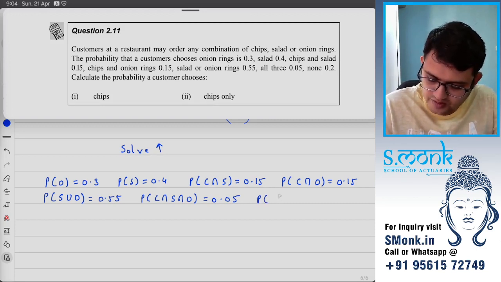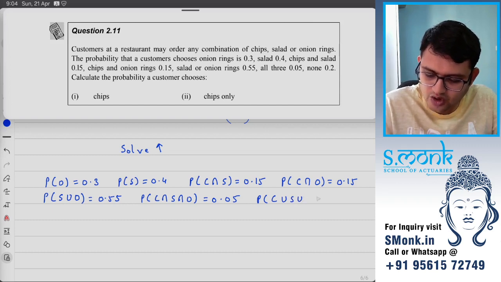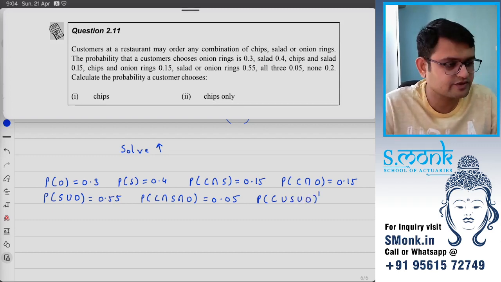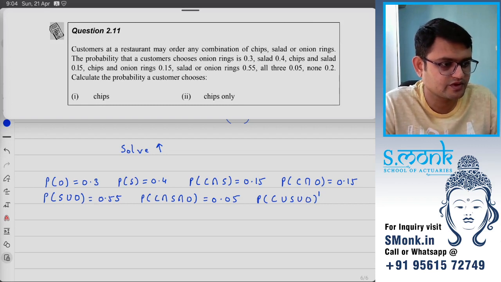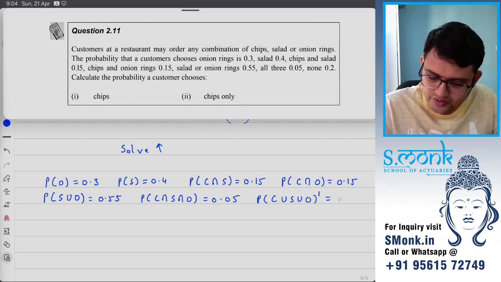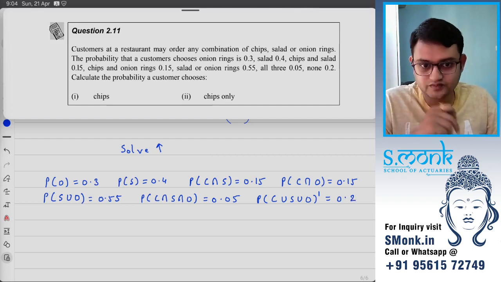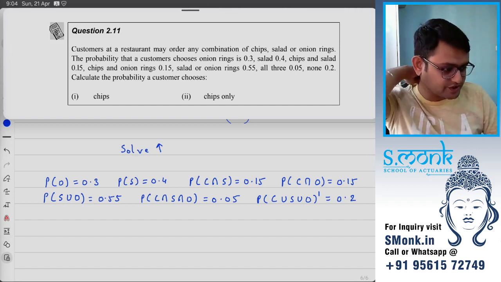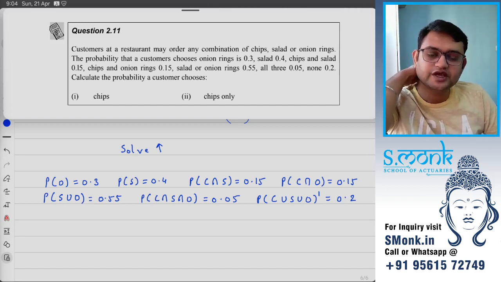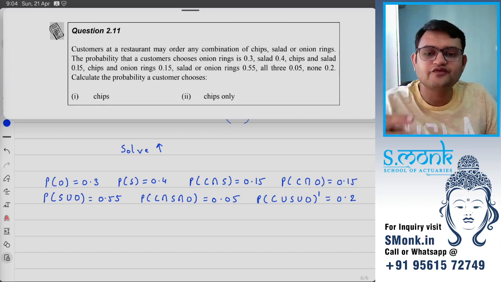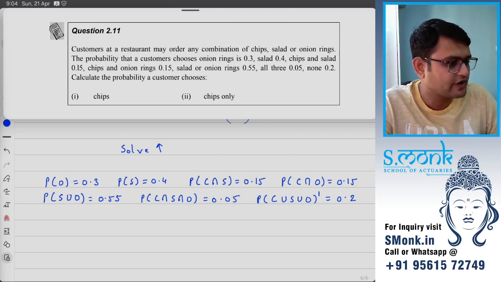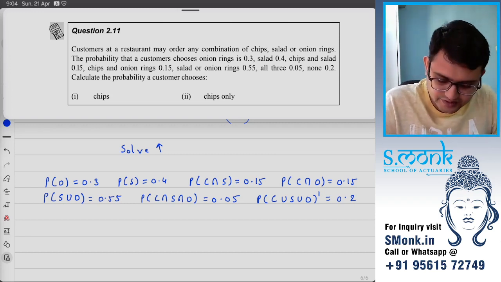And none, that would be either chips or salad or onion rings not, is going to be 0.2. Okay. So this is the given information. Identifying the given information is always going to be half of your sum, right? If you identify the given information properly, then half of your sum is done.